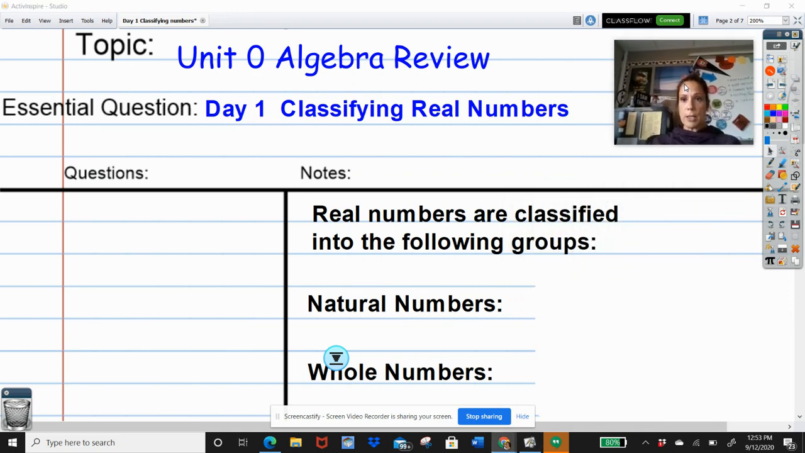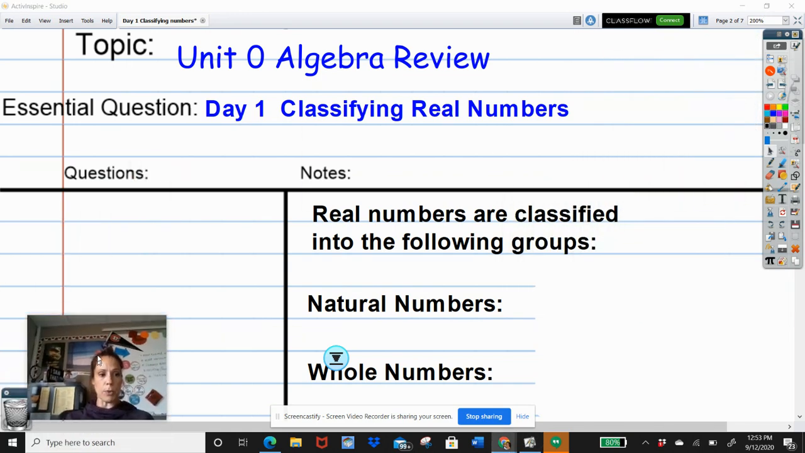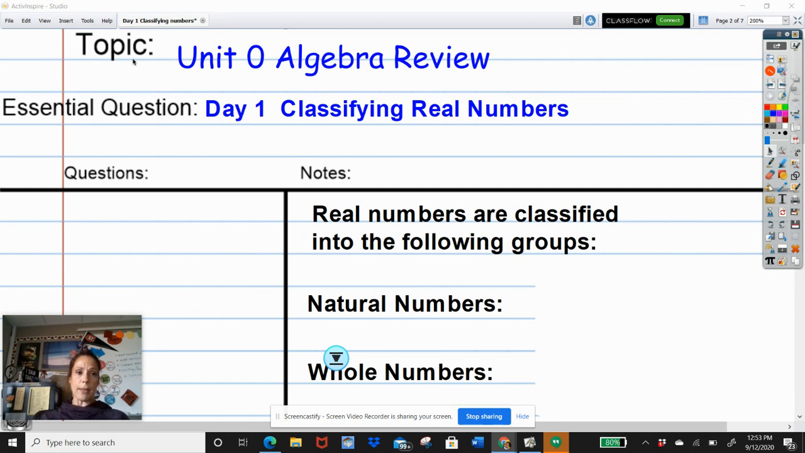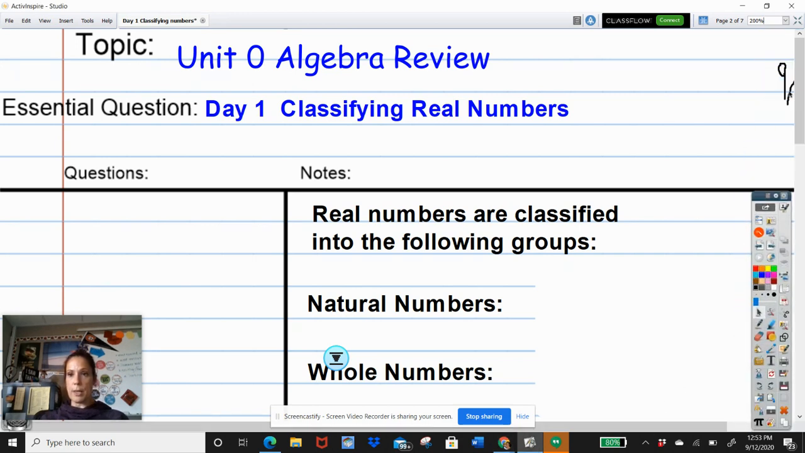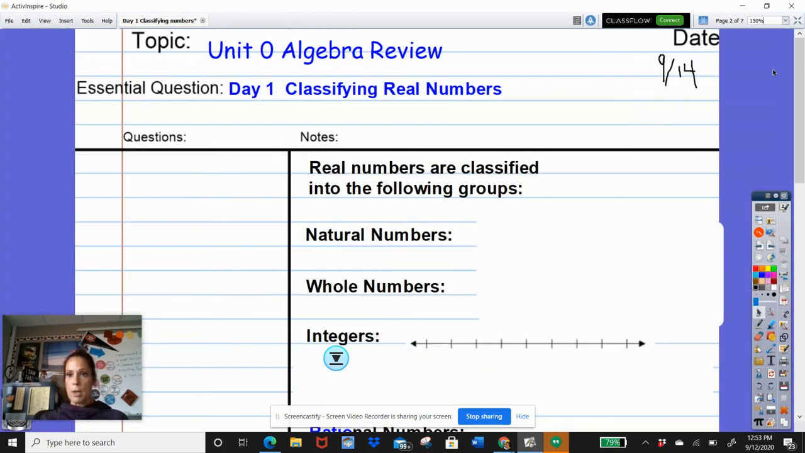And you're going to start out with the topic. So we are in Unit 1, and Unit 1 is Algebra Review. And then also over in the corner here, I have the date for 9/14. After that, you want to write either the essential question or the learning target. What is the goal of the day? So the goal of the day, day 1, so you can find it, is classifying real numbers. So we're learning about what real numbers are.